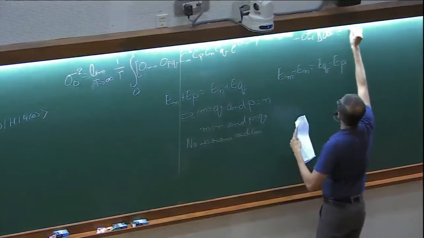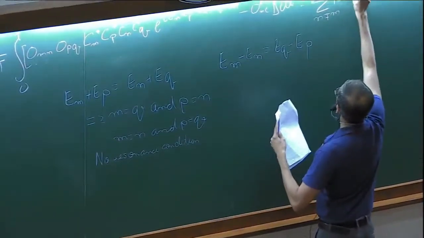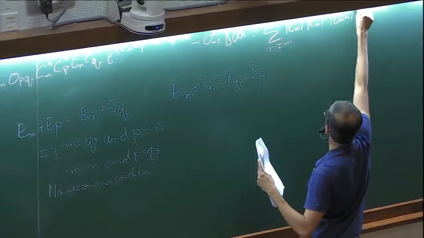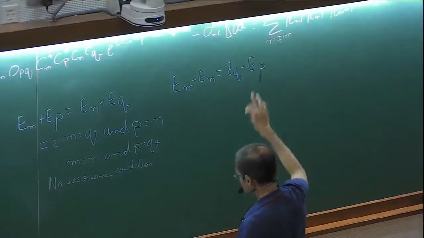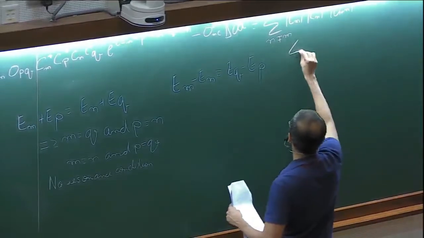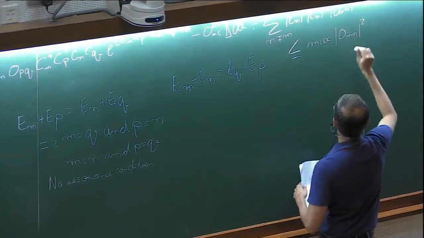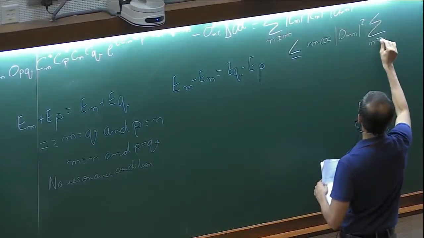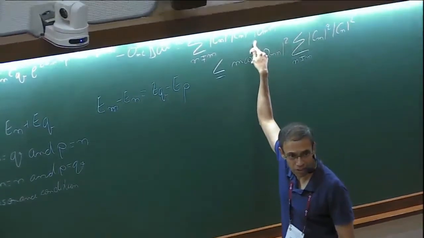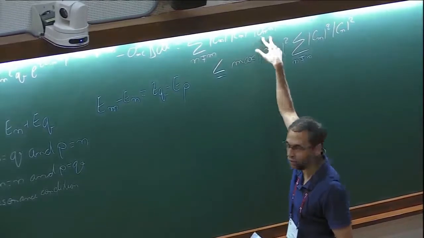So what will happen is that when you do the algebra, this is going to end up looking like this with this condition: mod Cm squared mod Cn squared mod Omn squared. That's what's going to happen when you impose this condition. This is exactly equal to this under this condition. But this object here is bounded by the maximum value of Omn squared, because this is a positive quantity, times the sum over n not equal to m of mod Cm squared mod Cn squared. So this is a sum of positive quantities, and this is clearly bounded by the case in which all the terms in the sum have the largest value that this quantity can have. So this is the bound for this.